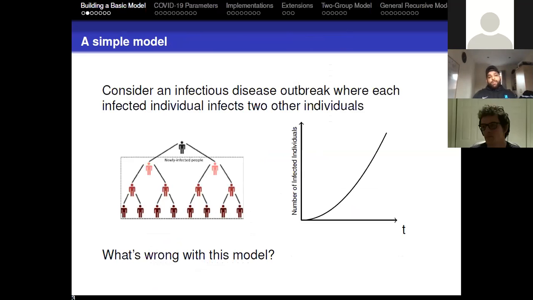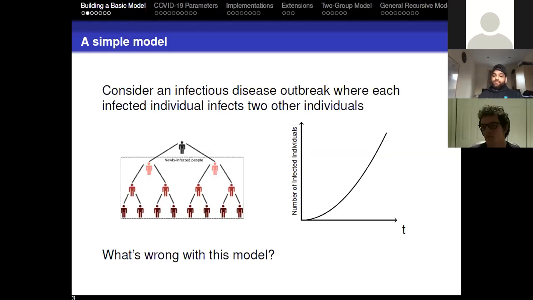So if we go about building the most simple model possible, we can consider this scenario here. Consider an infectious disease outbreak where each infected individual infects two other individuals. So we're starting with one person who infects two people, move to 4, then to 8. So we're getting this geometric progression, right? If we plot the graph, it's going to look like what it looks like on the right there.